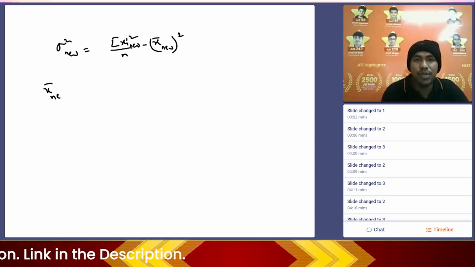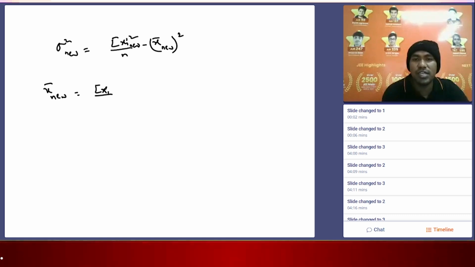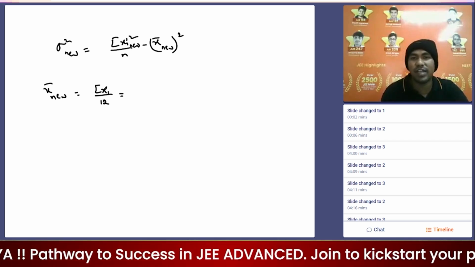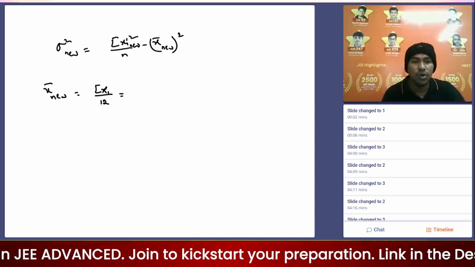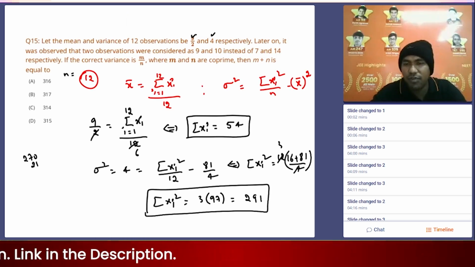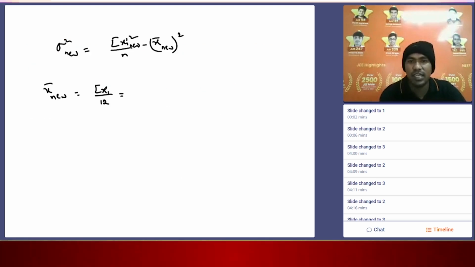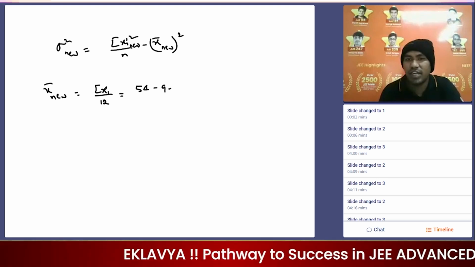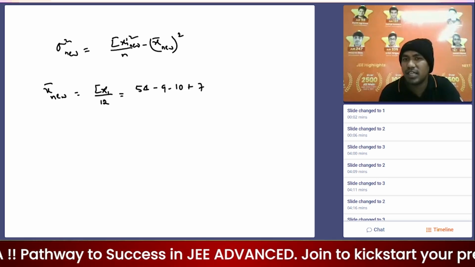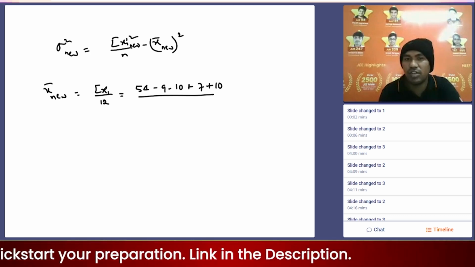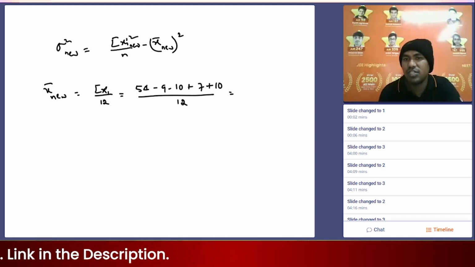First we will find the new mean, which is equal to summation xi by n, that is equal to, 12 only we are having, right? Actually we have the summation of xi value. If you want the new value, if you remember, 54 is the value, right? So 54, and actually in this we have 9 and 10, so we need to subtract 9 and 10, and we need to add the new values, those are 7 and 14, upon 12. If I take that, then this is our new mean.